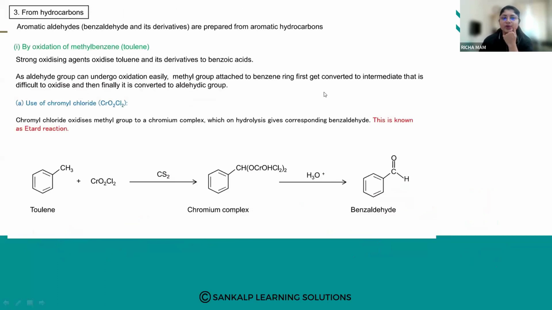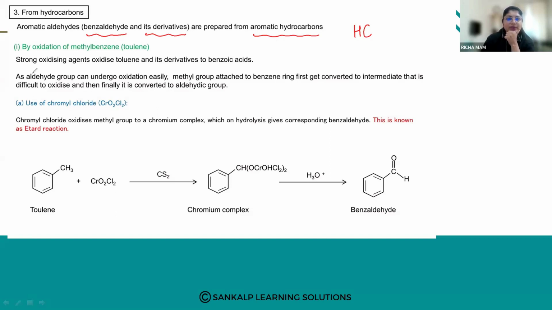Next is from hydrocarbons. What are hydrocarbons? Compounds containing hydrogen and carbon only. So aromatic aldehydes like benzaldehyde and its derivatives are prepared from aromatic hydrocarbons. From aromatic hydrocarbons, we can obtain aromatic aldehydes.